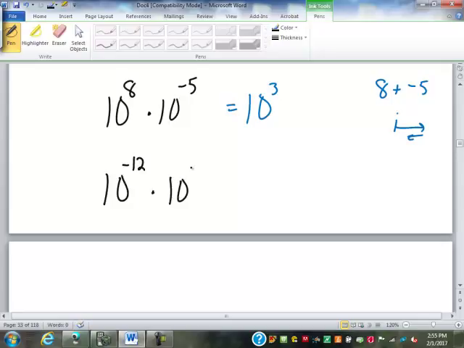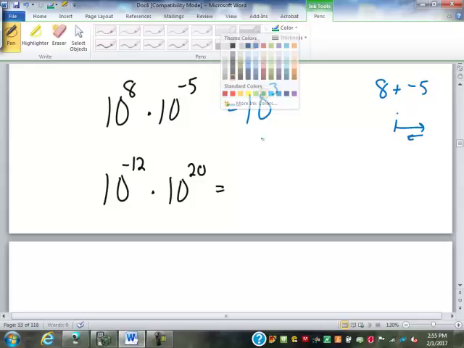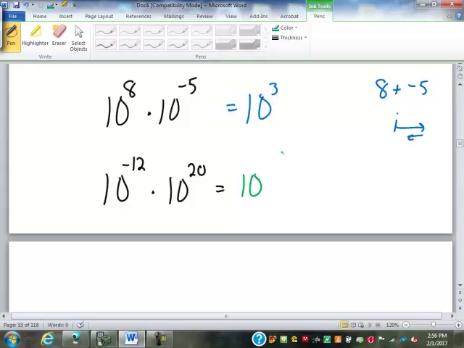Perfect. What if we have 10 to the negative 12th times 10 to the 20th? 10 to the 8th. Very good. You got negative 12 and positive 20 makes 8.